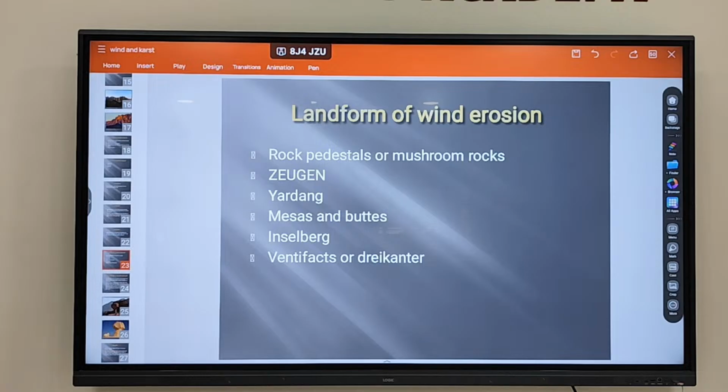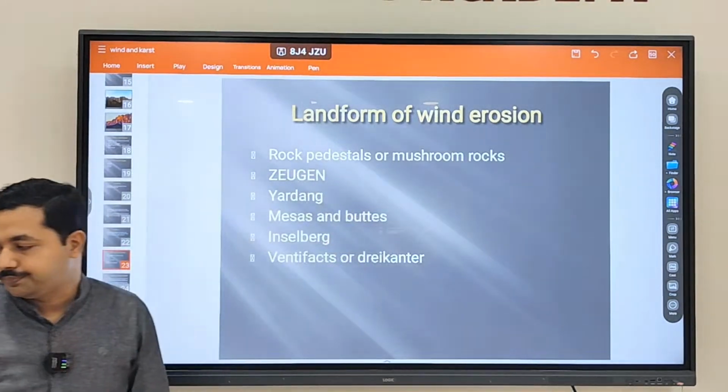Rock pedestal or mushroom rock. Second is what? Zeugen. The third is Yardang. The fourth is Mesas and Buttes. Fifth is Inselberg. And last is Ventifact or Dreikanter. These are the landforms which are made by wind erosion.